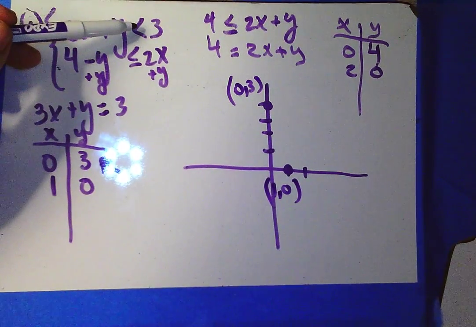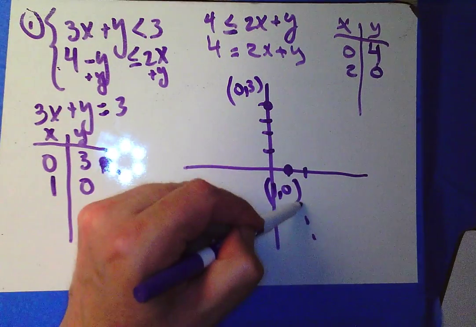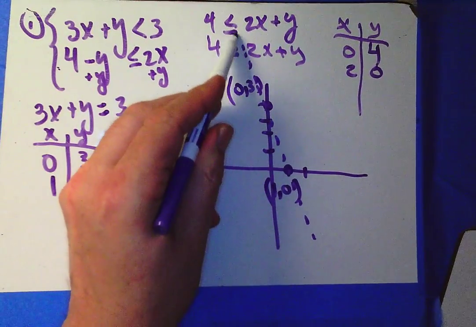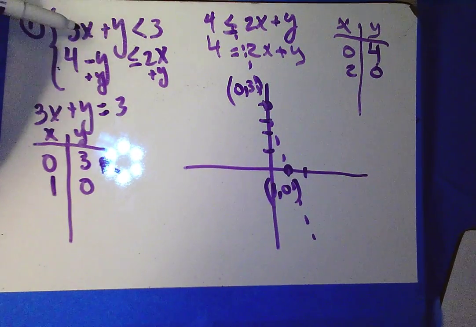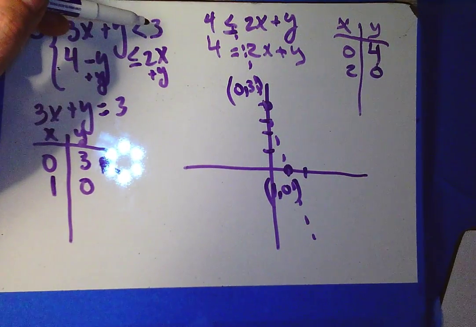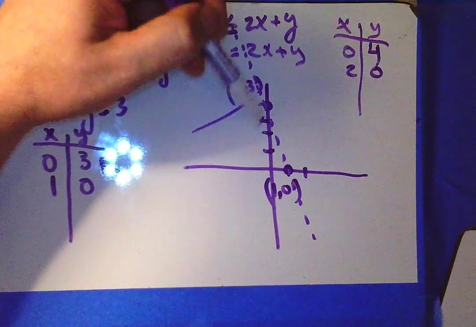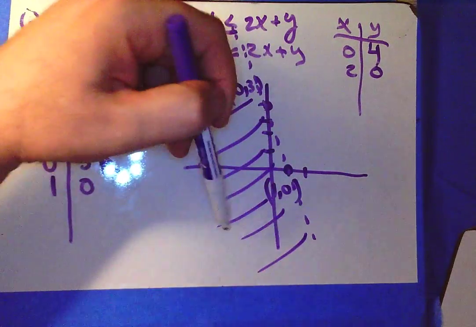And that's a dotted line. And on what side of that line do I shade? Well, if I plug in 0, 0, is 0 less than 3? Why, yes, it is. So I shade on this side of the line.